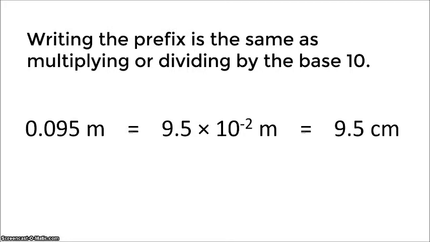The big takeaway that I want you to get is that writing the prefix, the little letter that comes in front of the base unit, is the same as multiplying or dividing by that base 10. Okay, so if you memorize all of your prefixes and your base 10 units, you're going to be able to convert between anything, anytime, anywhere. When I write the letter C here at the end, it's the same as writing times 10 to the negative 2.